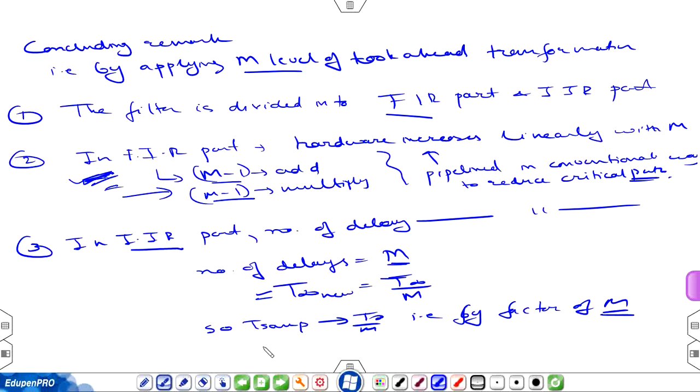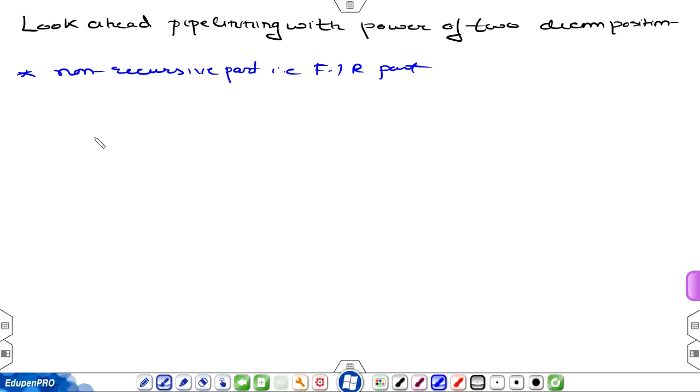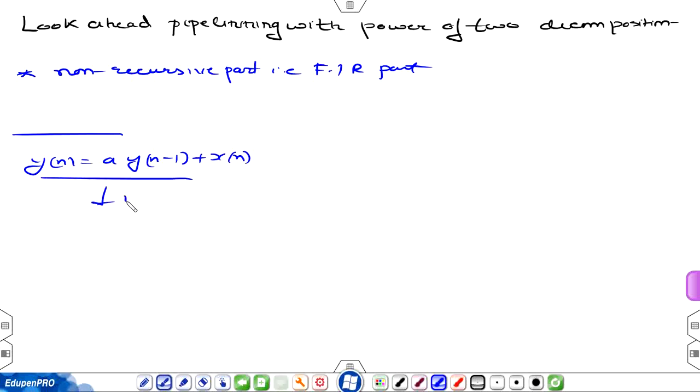Hello everyone. So in my last lecture I had discussed the pipelining of an IIR filter using the look ahead transformation. By applying m levels of look ahead transformation, the filter was divided into an FIR part and an IIR part. So if this is my filter, y(n) = a y(n-1) + x(n), and if I apply m levels of look ahead transformation, the filter will become like this.